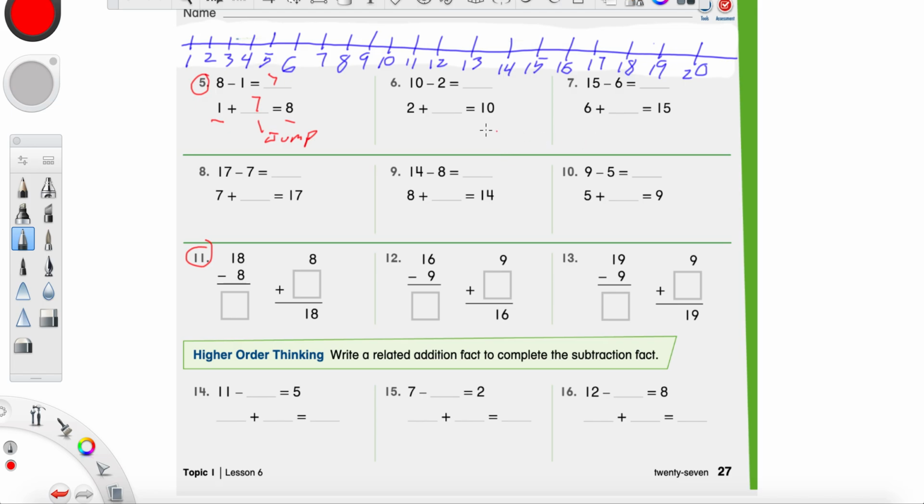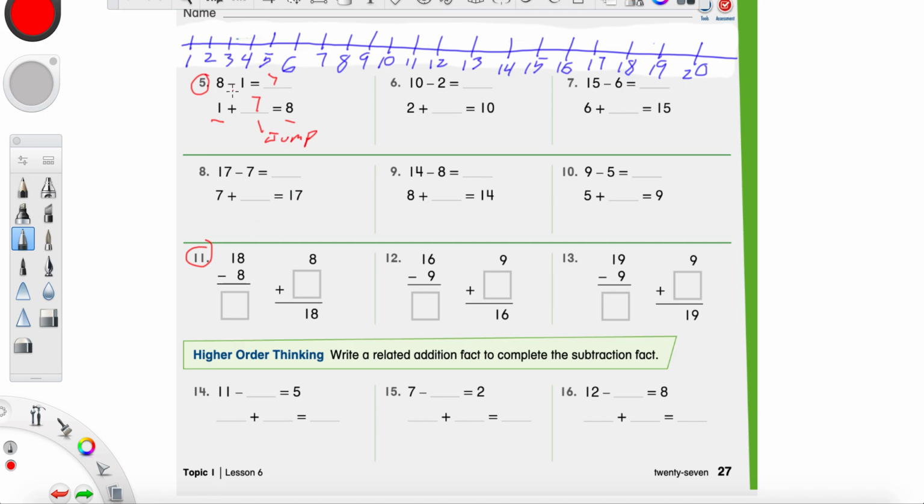And number 6, 7, 8, 9, and 10, you guys are going to do those on your own. But before I send you guys off to do that, let's make sure we do number 11. The reason why I want to do this is just because it looks different, and a lot of times that can scare a lot of kids, and I just want you to see that it's not scary at all.